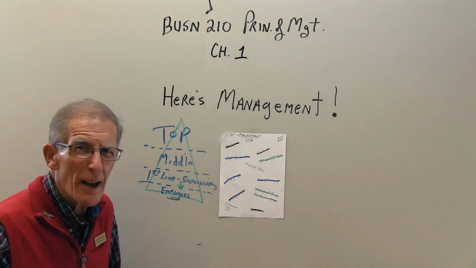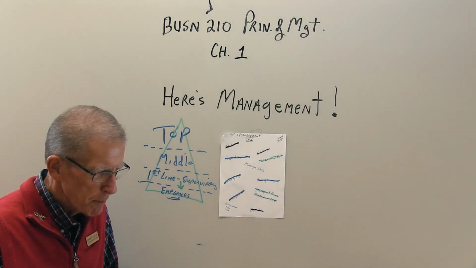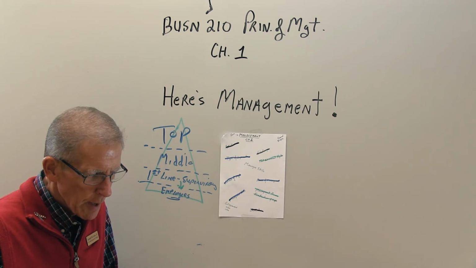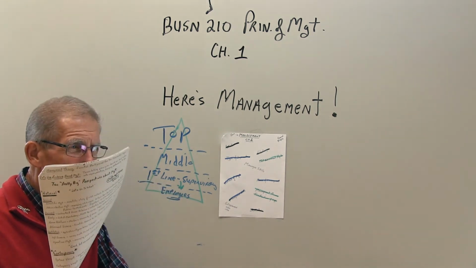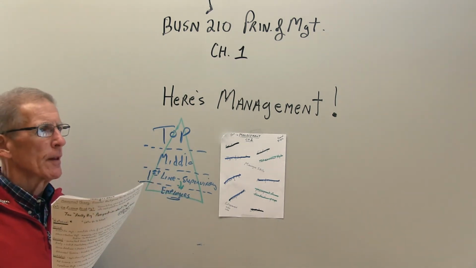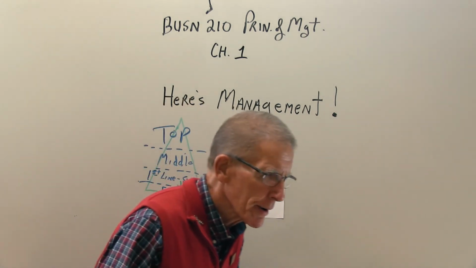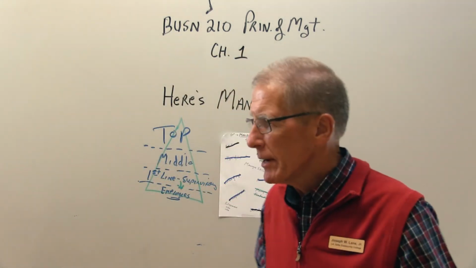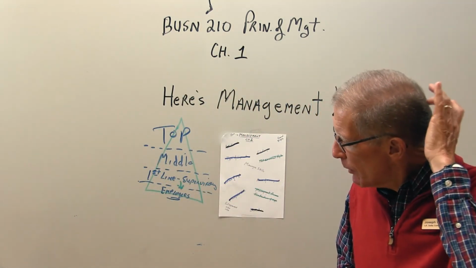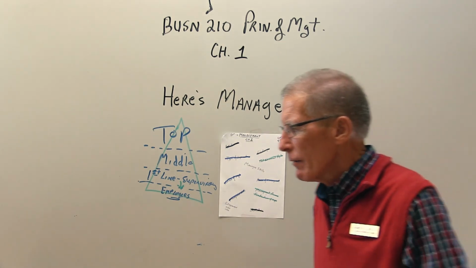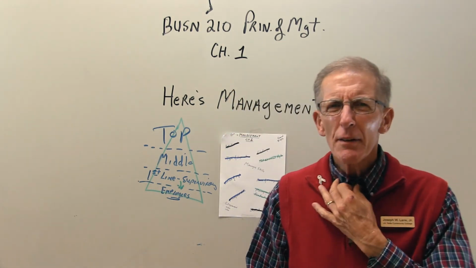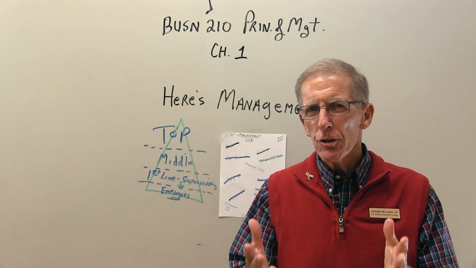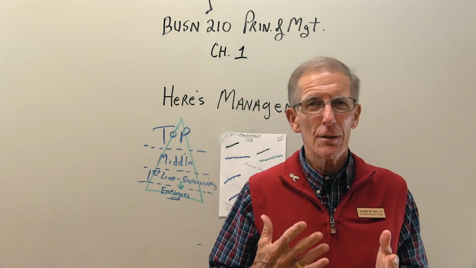Skills that managers should have. We said that managers perform four functions. Managers plan, organize, lead, and control. And we said we need to know that. But we said also managers have to have certain skills. What's the difference between a function and a skill?